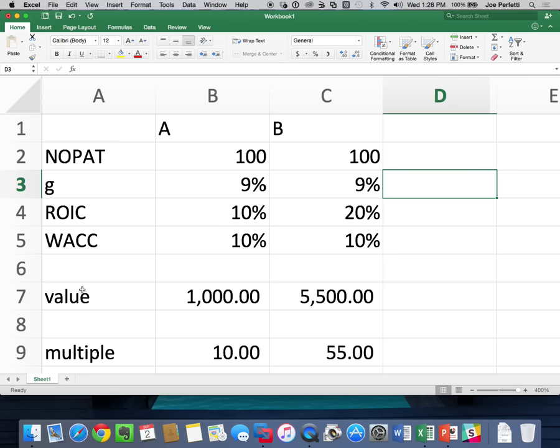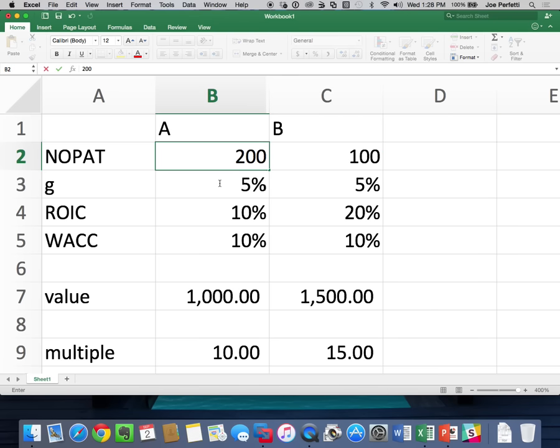Now, another part of the simulation. I'll reset these. What happens if I double my profit at business A? They hit the lottery, same growth, same return, same business model, but they make absolute more cash for whatever reason. What happens to the value? What happens to the multiple? Yep. Value doubles, multiple stays the same. Exactly right.